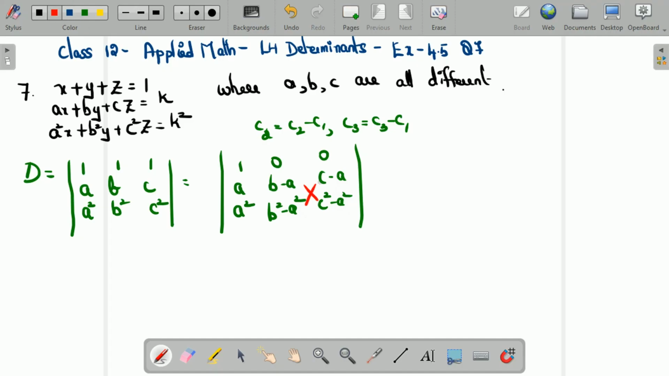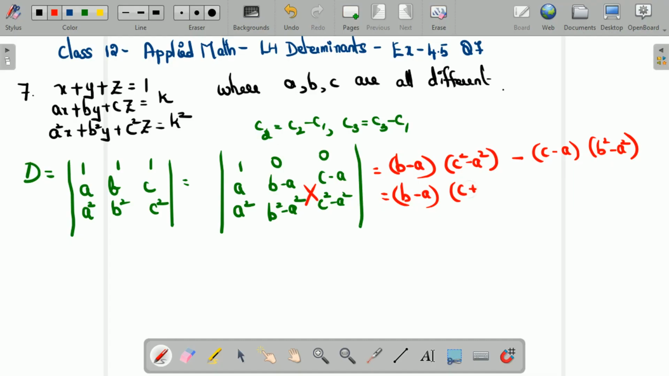All we have to do is this cross multiplication. So this is (B minus A) into (C squared minus A squared) minus (C minus A) into (B squared minus A squared). The C squared minus A squared and B squared minus A squared I'm going to expand. So this is (B minus A) into (C plus A) into (C minus A), and minus (C minus A) into (B plus A) into (B minus A).